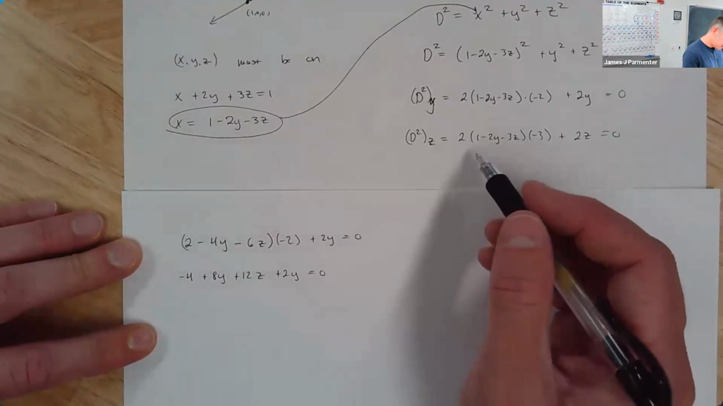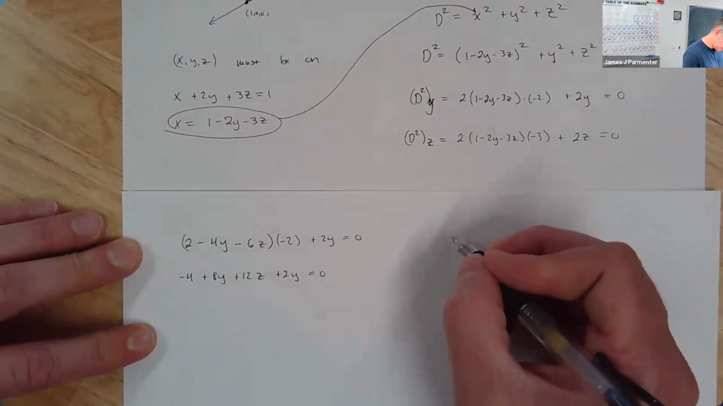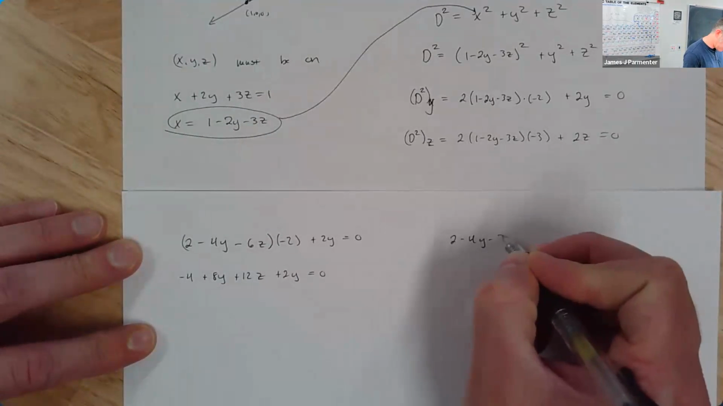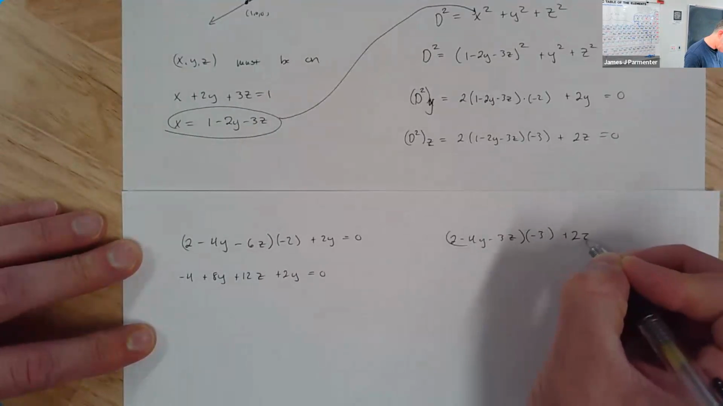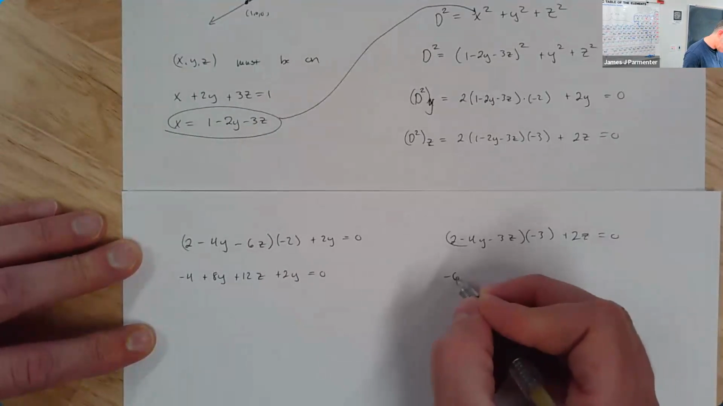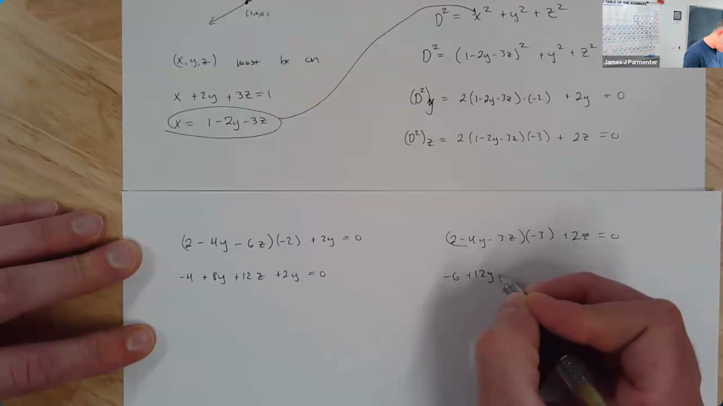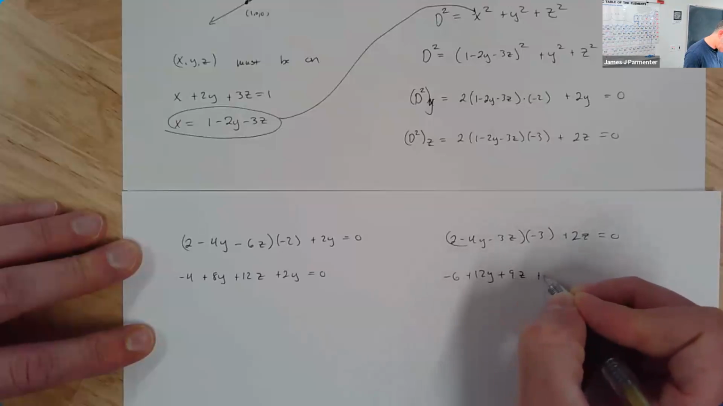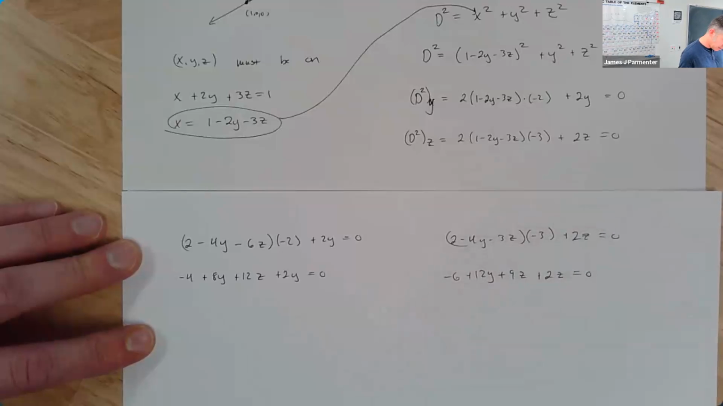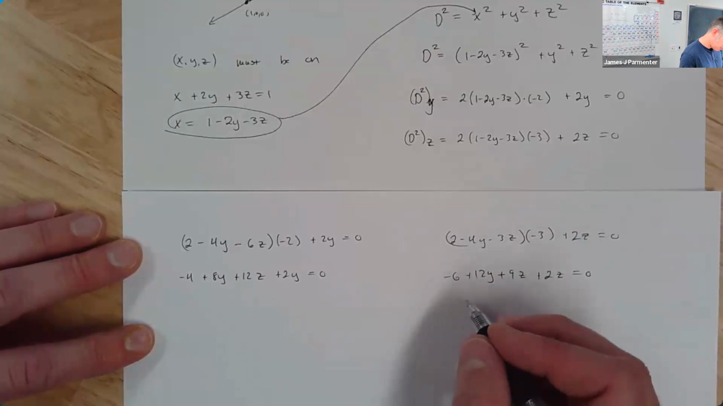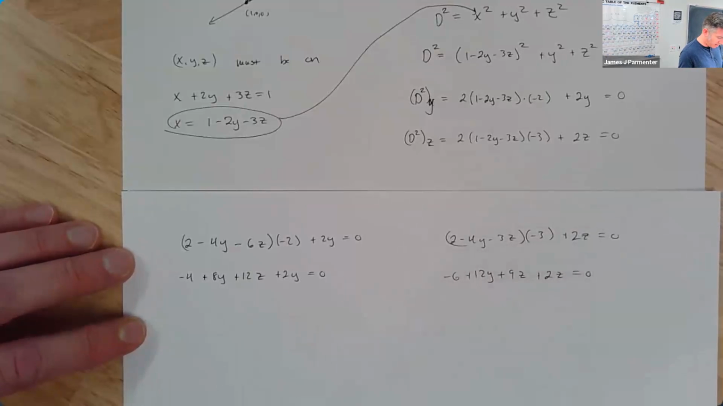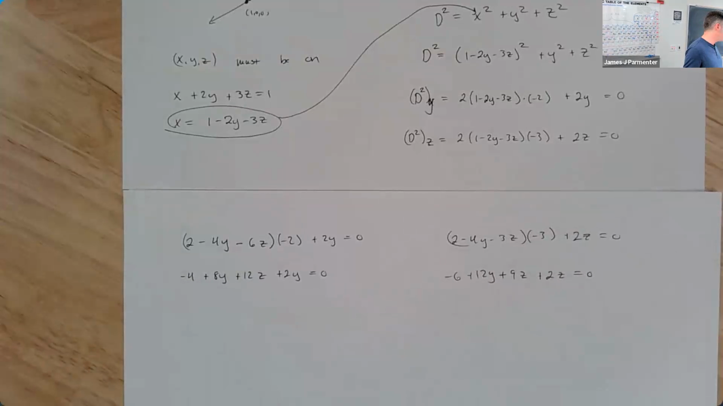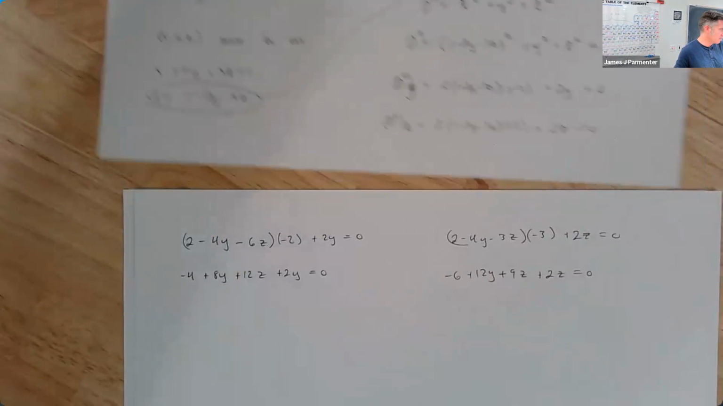It's probably not. So here I'm going to have 2 times all this, again 2 minus 4y minus 3z, times -3 plus 2z equals 0. -6 plus 12y plus 9z plus 2z equals 0. They're both kind of gross. Then you have to make a choice. We don't really have any other option here but to solve for one of these variables and plug it into the other one. Or you can use elimination if you prefer. I don't do that as well here.